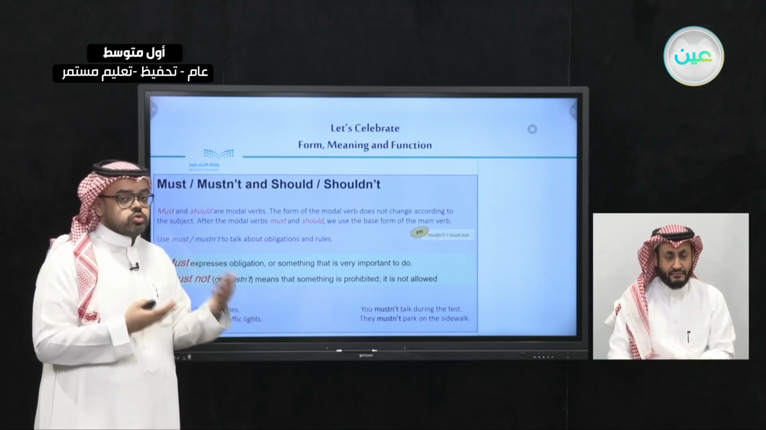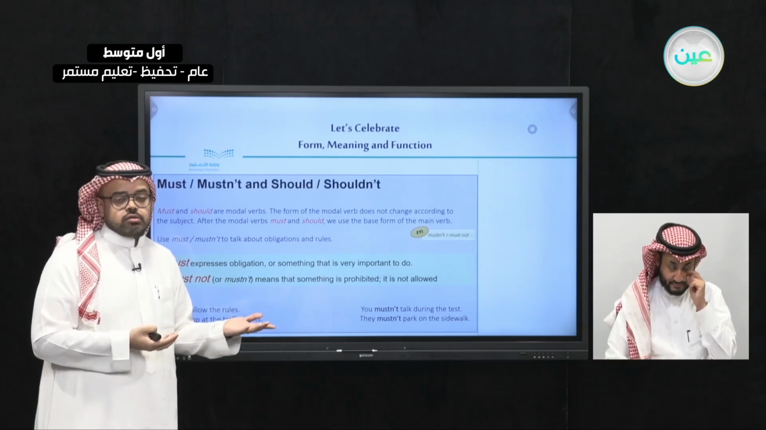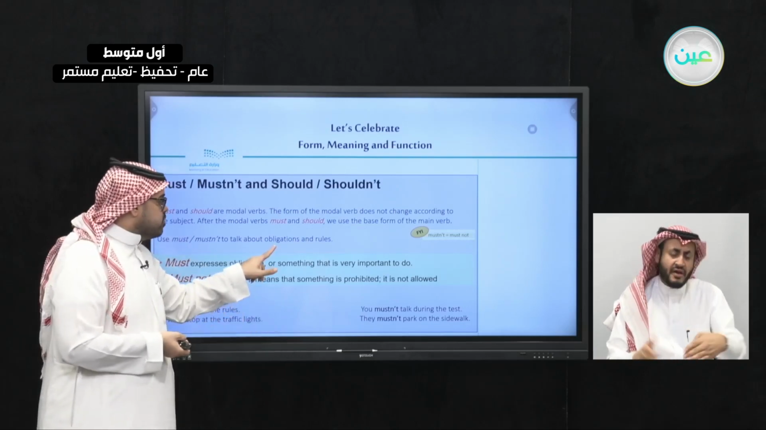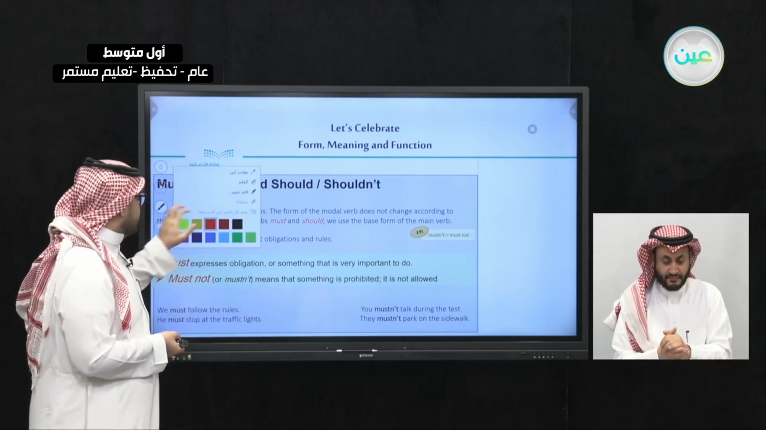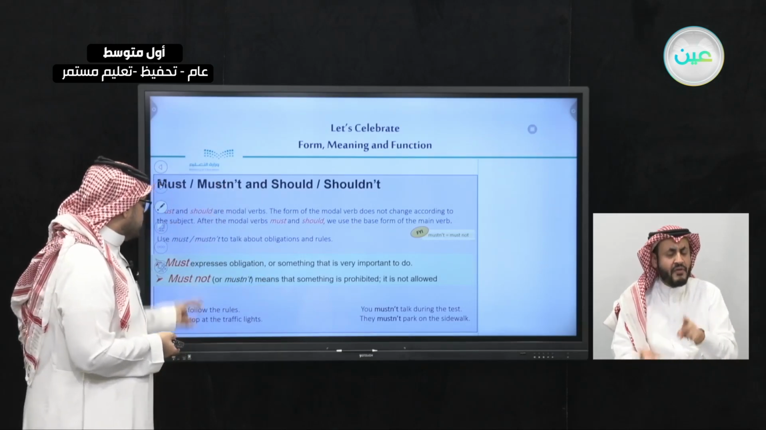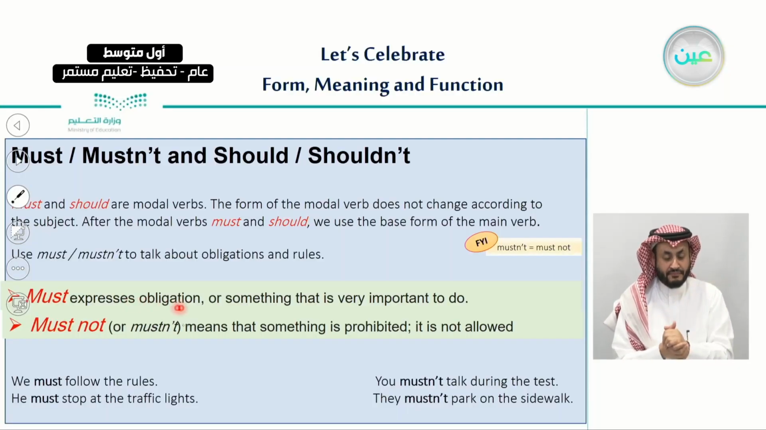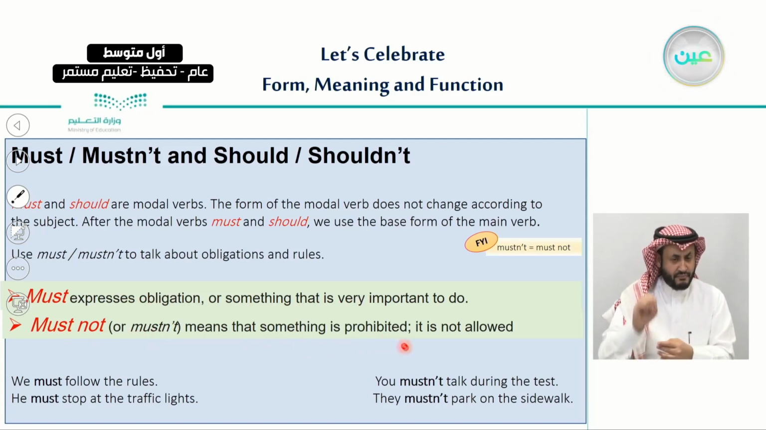Of course, if you don't, then you may have an accident. So this is why we say these talk about obligations and rules that are very important. So must expresses the obligation or something that is very important to do. And the other one, must not or mustn't, means that something is prohibited or it is not allowed.